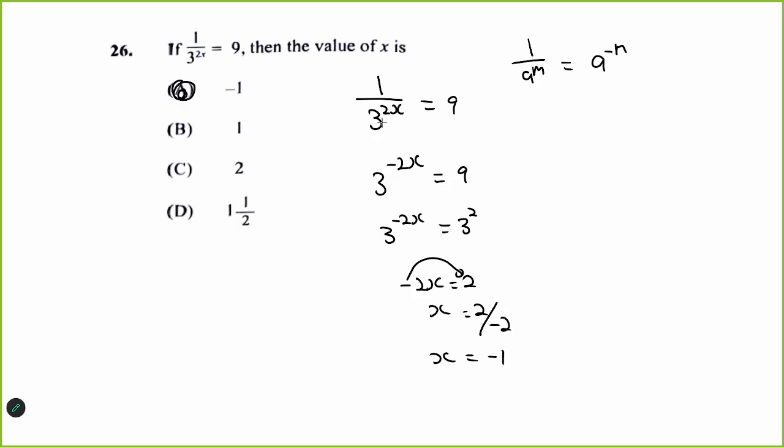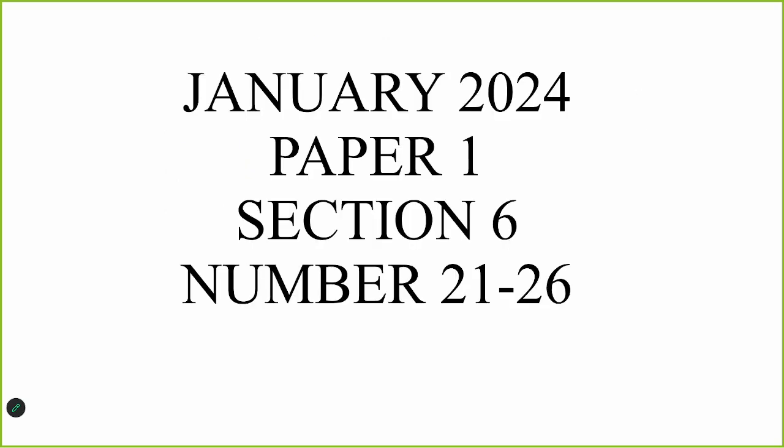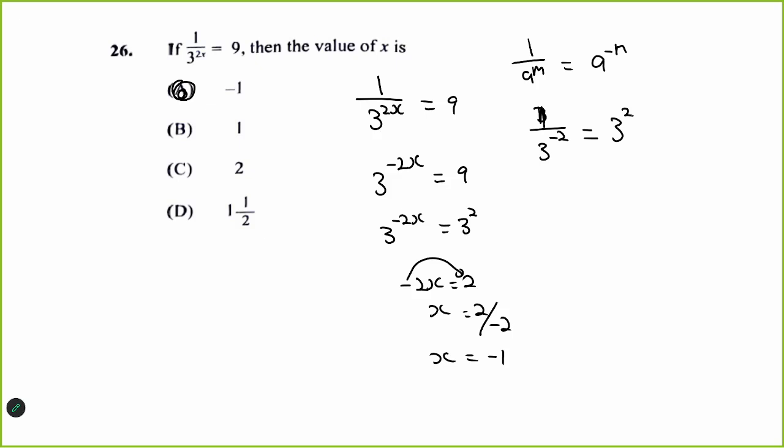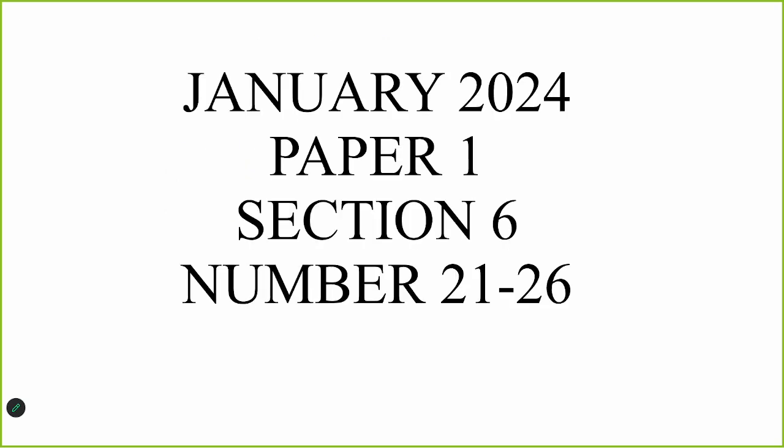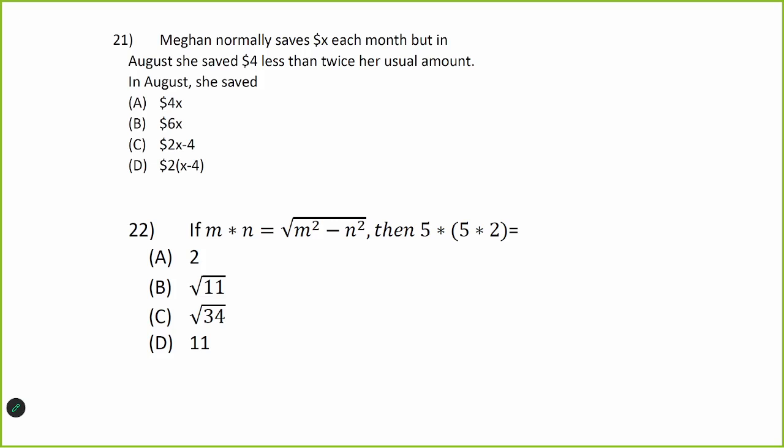Or you could try it out. 3 to the power of negative 2. So that's 1 over 3 to the negative 2, it'll be positive. That's 3 to the positive 2. And 3 to the power 2 is 9. So you know this answer is correct. That is the end of May, June 2024. Let's look at January 2024.